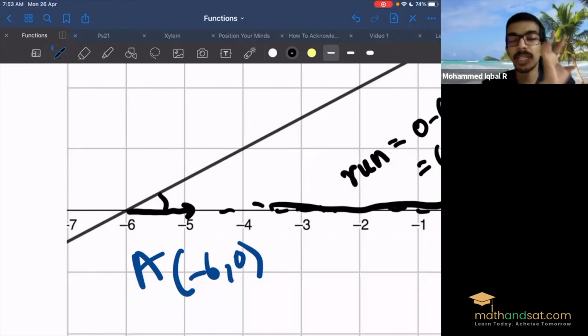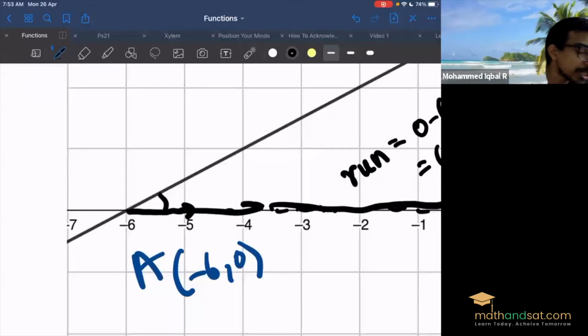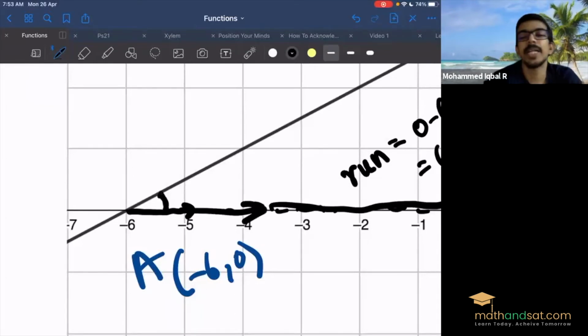If the angle is acute, the slope will be positive. What is the idea? Just look at the angle made by the straight line with the positive direction of x-axis. So this is the positive direction of x-axis. The angle it makes with the positive direction of x-axis is acute. Then the slope will be positive.